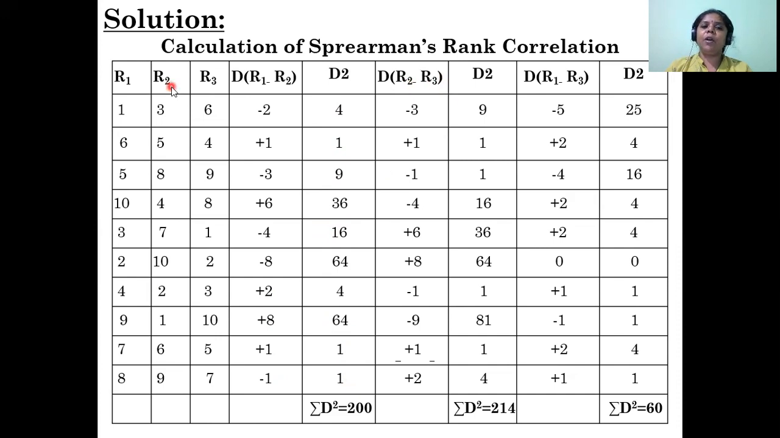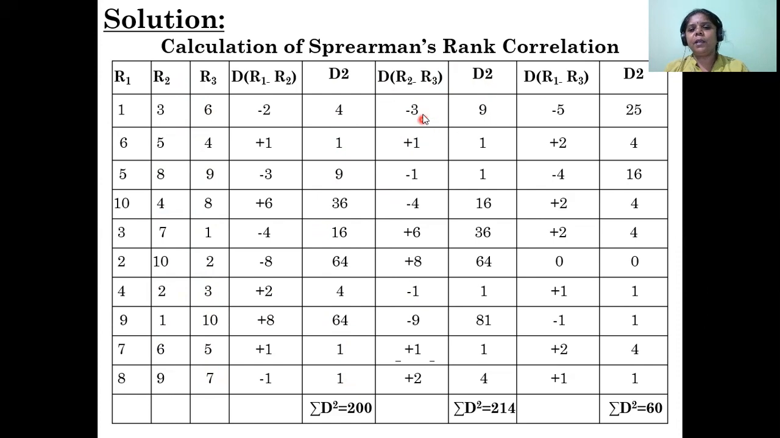Next is R2 minus R3. This is the second column. What is there here? R2 minus R3. Again, we have to do D. So 3 minus 6, 5 minus 4, 8 minus 9, 4 minus 8, 7 minus 1, 10 minus 2, 2 minus 3, 1 minus 10, 6 minus 5, and 9 minus 7. You will get the D value. Now to this we have to make it as D square.